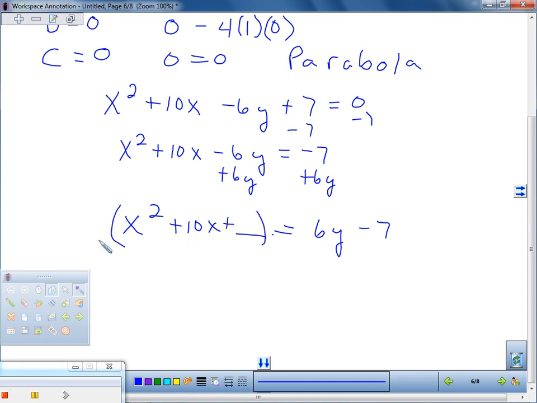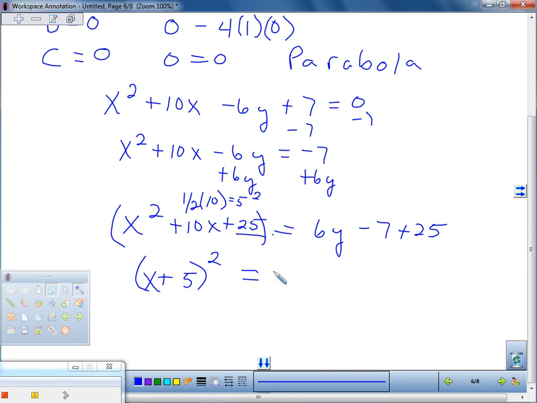We do that by halving the 10. Half the 10, we get 5. We're going to square it. That gives us 25. We're adding 25 to this side, so we're going to add 25 to this side. So for this one, we're going to have x plus 5, 5 from here, squared, is going to be equal to 6y.